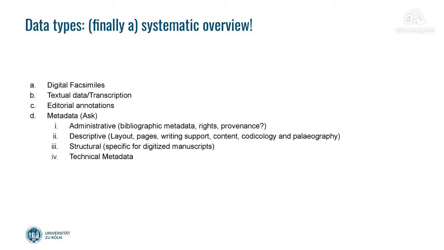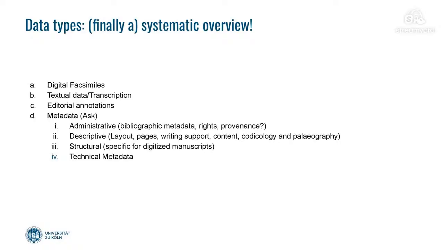So let's try and do a systematic overview of all the data types that we have in a digital edition and a virtual library. So we already covered the digital facsimiles. We already somehow covered the textual data and transcriptions. We also have editorial annotations, and we have different types of metadata. If I was in the same room with you, I would ask you which sorts of metadata we have. But now I'm just going to run through it and give a general overview.